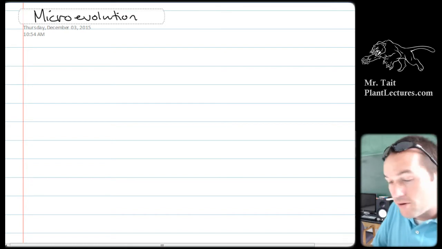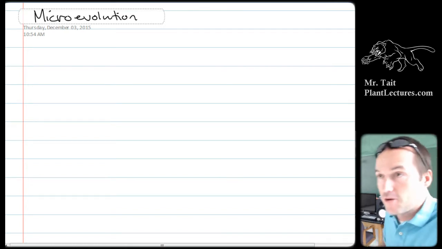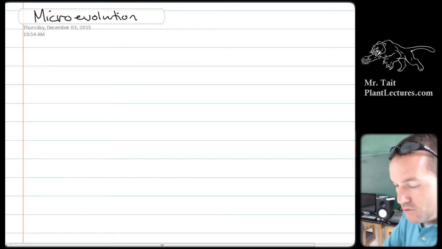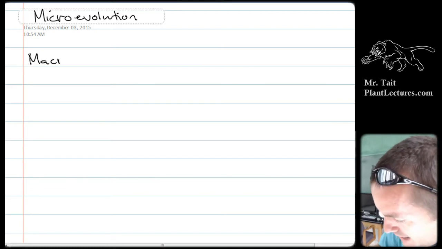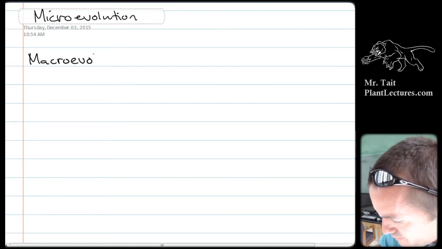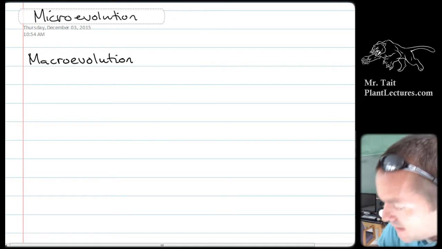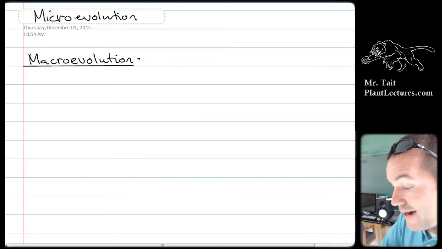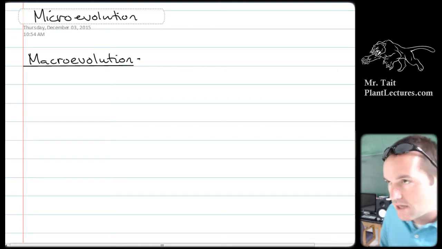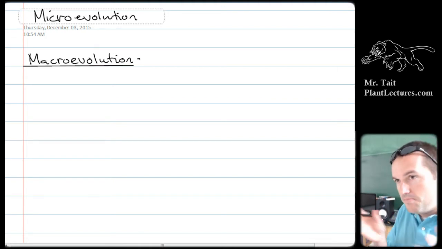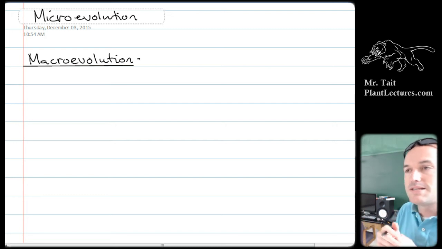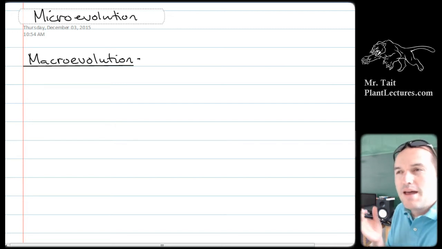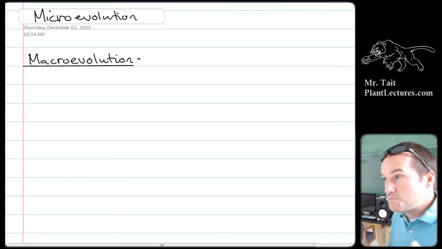But before we talk about microevolution, we need to talk a little bit about macroevolution, because that's what microevolution is not, right? So macroevolution. That's what you guys are probably familiar with when we talk about evolution. Macroevolution, macro means large, right? So these are the large-scale changes between species and among species. They take a really long time to happen. They happen in a very long period of time, and they can result in new species being formed.